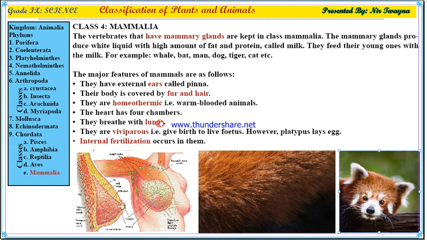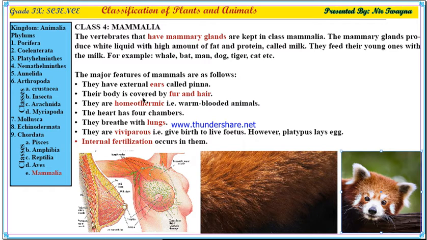Okay, and next feature is their body is covered by fur and hair. Okay, body of birds covered by feathers, body of reptiles covered by scales. Okay, body of amphibia, they are moist, and body of fish covered by waxy scales. Okay, next, they are homeothermic, that is, they are warm-blooded animals. Their heart has four chambers. They breathe with lungs. Up to here, there is no confusion.